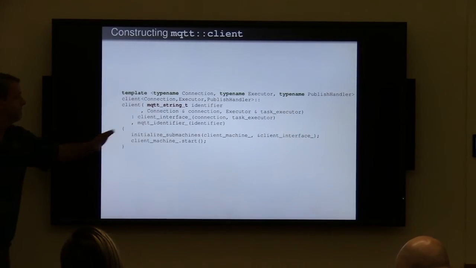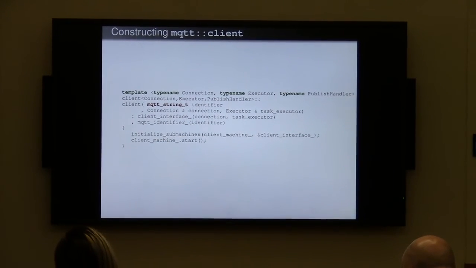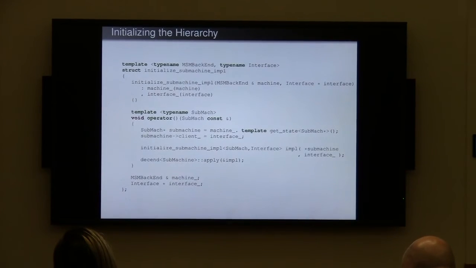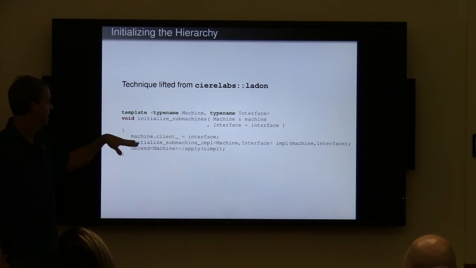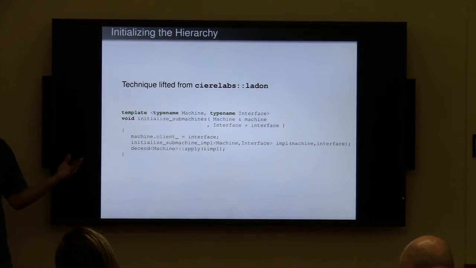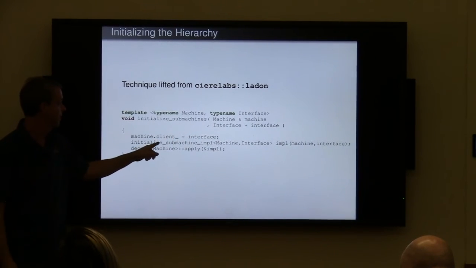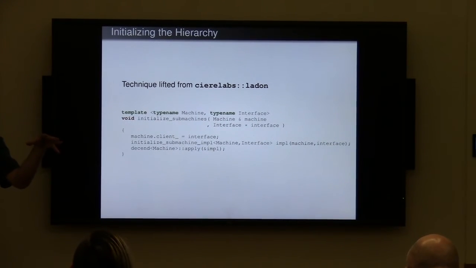So this is initialized submachines, and it's getting called with the top machine and then the address to our client interface. What is initialized submachines? Well, it's going to take the machine and the interface. It's going to take the machine.client_ and set that to the interface that got passed in, because that's what it is, right? OK, so we got the pointer being set. Then we're going to do this initialized submachine impl. We're going to create an impl, and we're going to call descend on the machine and apply. The idea is that we want to descend on all the submachines that we can and apply this same technique and let it keep doing that.